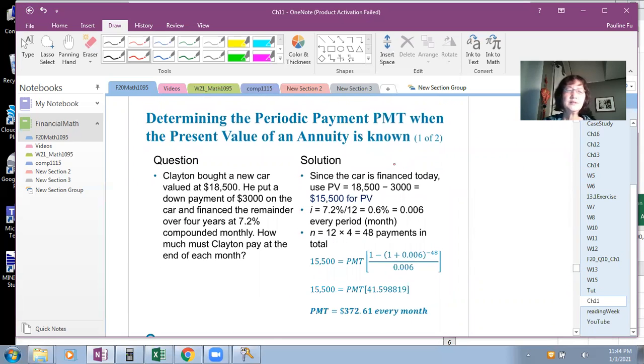Example. Clinton bought a new car valued at $18,500. He put a down payment of $3,000 on the car and financed the remainder over 4 years at 7.2% compounded monthly. How much must Clinton pay at the end of each month? So the question asks you for PMT.